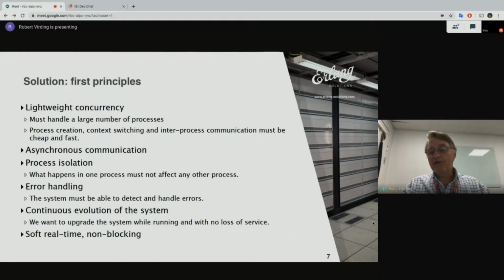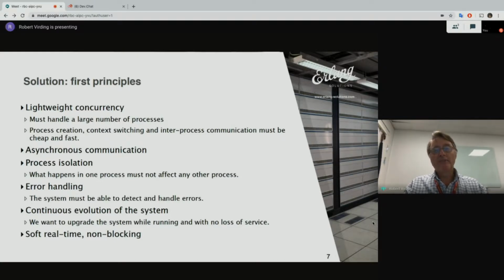Everything was based on asynchronous communication. This was easiest to do and also required for the problem. We need to have process isolation. When things go wrong and a process crashes, it must not affect other processes. We need support for doing error handling and support for doing continuous evolution of the system. And again, it had to be soft, real-time, non-blocking.